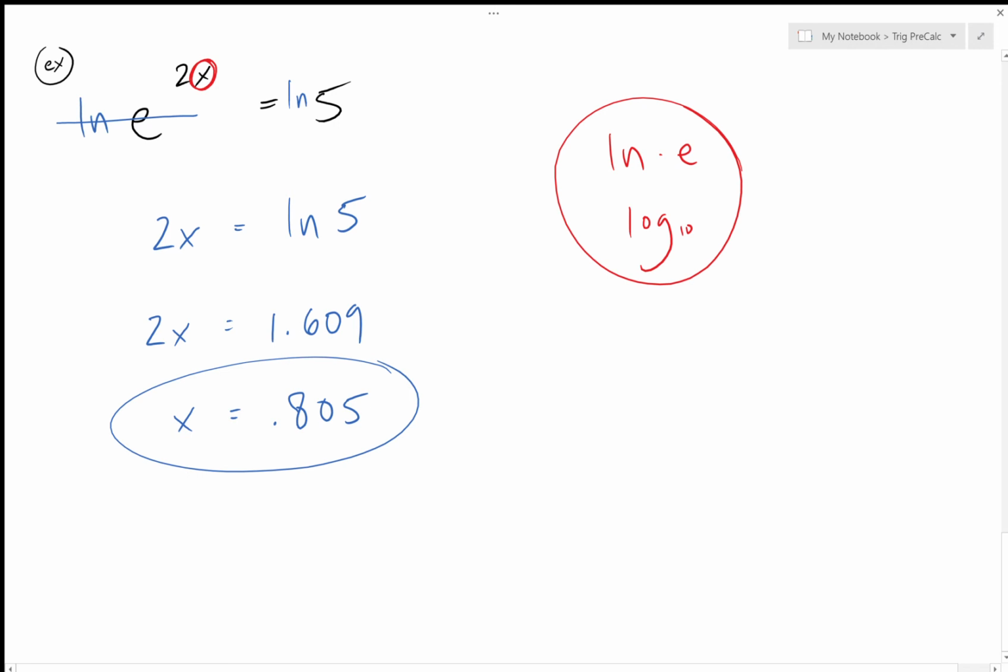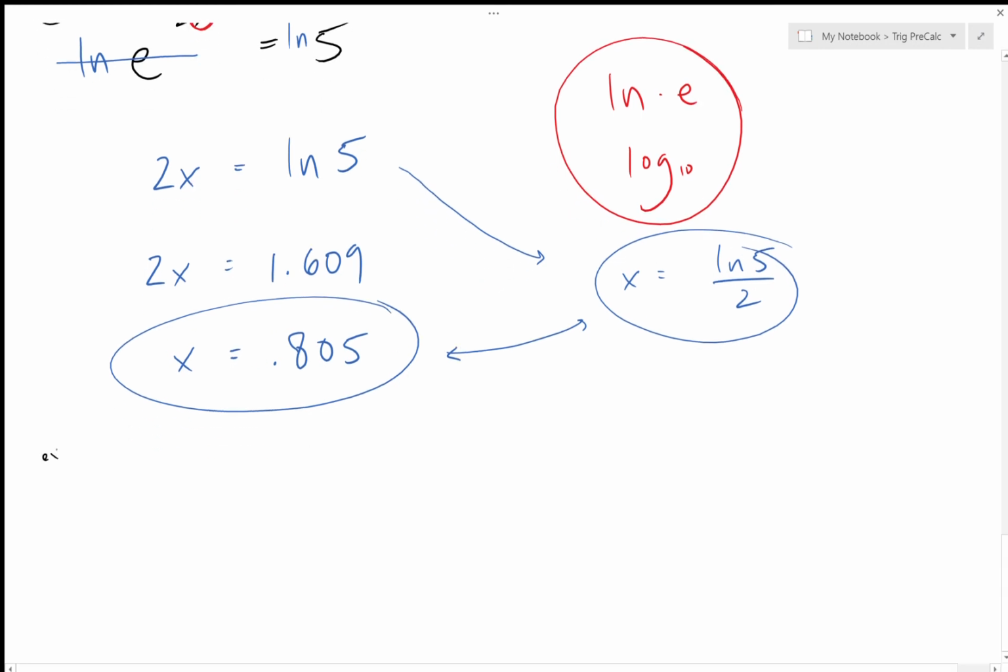Another acceptable answer, if you go from here, you could have x equals ln 5 over 2, which is just kind of the unfinished version of that. So let's see another one of those just real quick. So basically, anytime you see an e, just go ahead and slap an ln in front of it, and you're good to go.